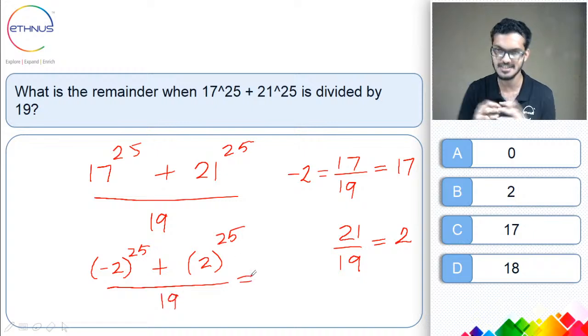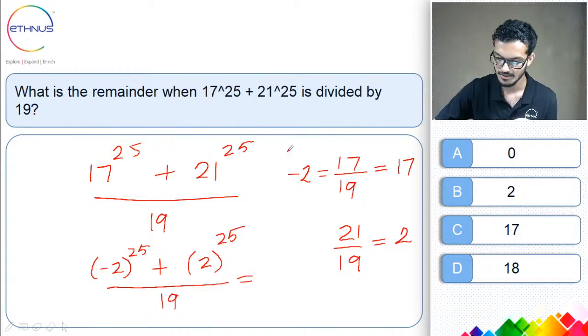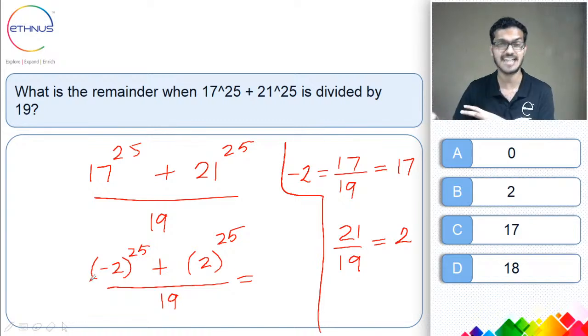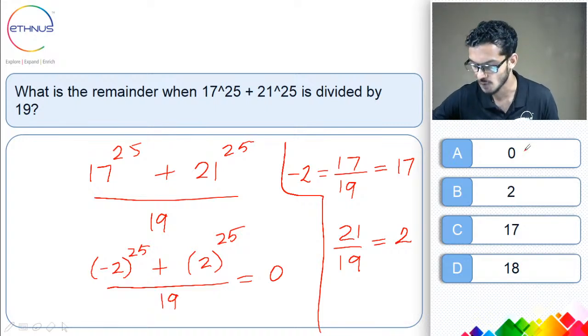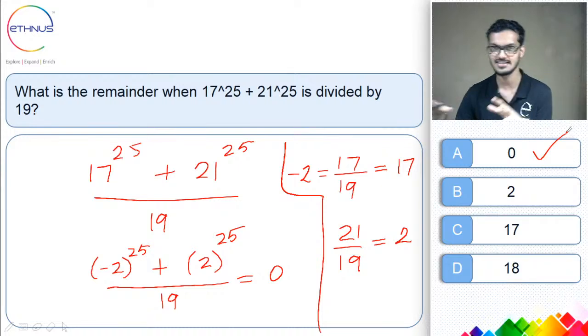So definitely when you see this, you would have got a hint here. That is, these two get cancelled. The numerator, minus 2 to the power of 25 plus 2 to the power of 25, gets cancelled. So you're going to get 0 definitely. So 0 is the correct answer. 0 divided by 19, obviously it will be 0. So 0 is the correct answer for this problem. That is the remainder, because it gets cancelled out. So this is the easiest way to solve this problem.